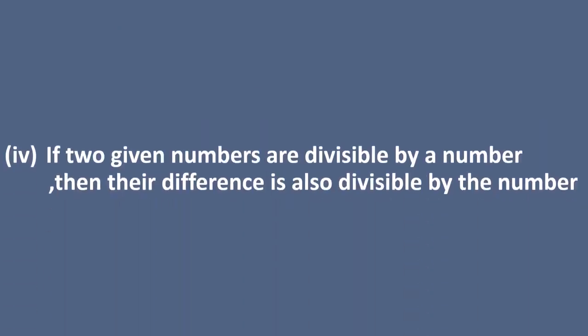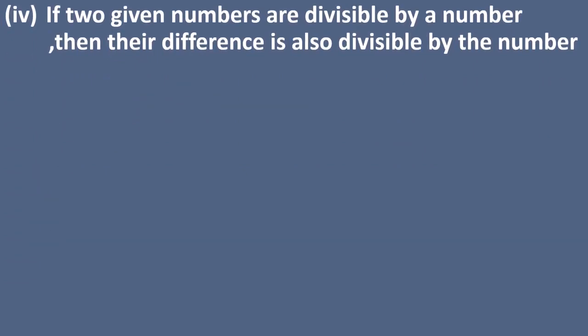Next rule is, if two given numbers are divisible by a number, then their difference is also divisible by that number. Now see, 44 and 20, they both are divisible by 4. Now see the difference of 44 and 20. 44 minus 20 is 24. 24 is also divisible by 4.